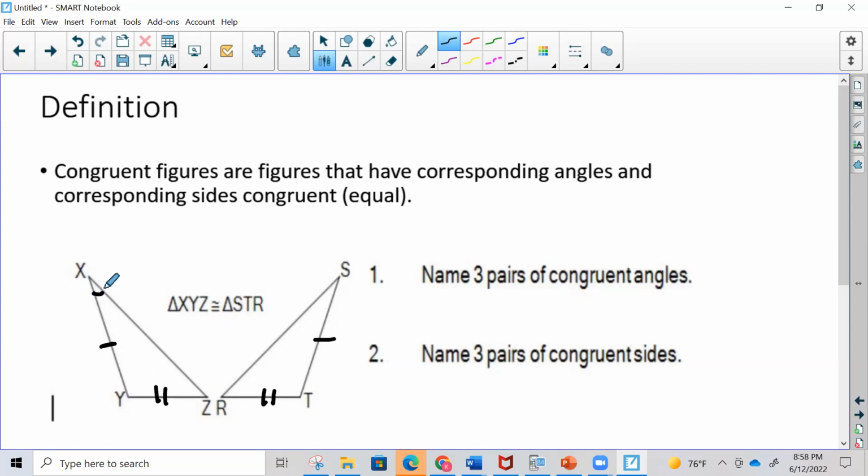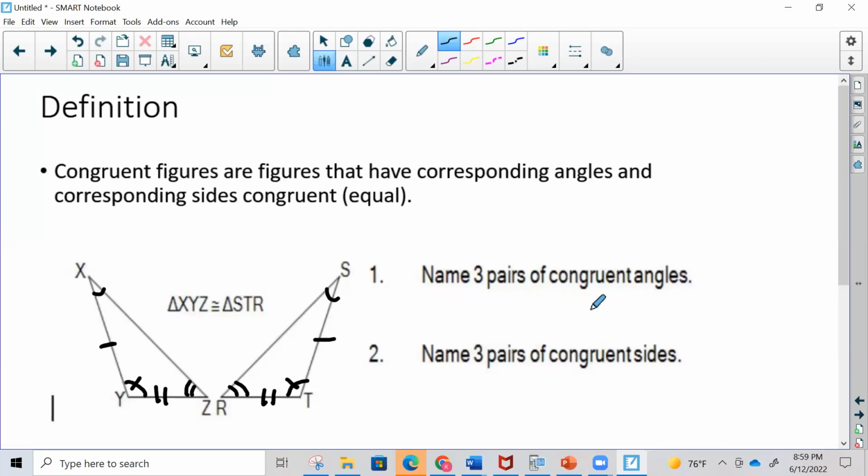And so angle X is the same as angle S, because they're both first. Angle Y is the same as angle T, and you can tell it from the picture, but they're not always drawn to scale. And angle Z is the same as angle R. So you might have to rely on the congruence statement.